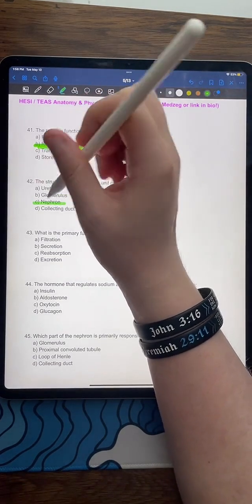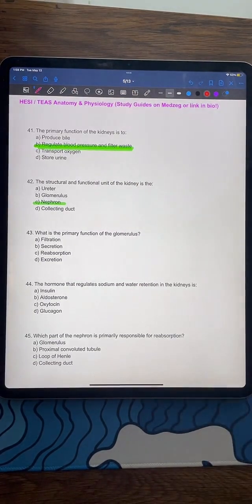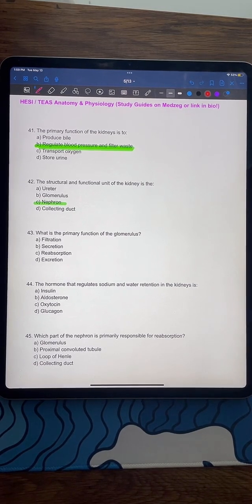The answer is C. It is a nephron. The glomerulus is part of a nephron, but it is not the whole entire functional unit. And some people get that kind of mixed up sometimes. Speaking of the glomerulus, number 43, what is the primary function of it?